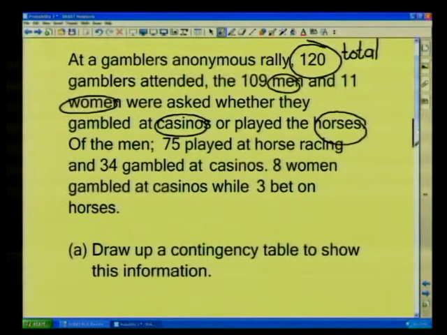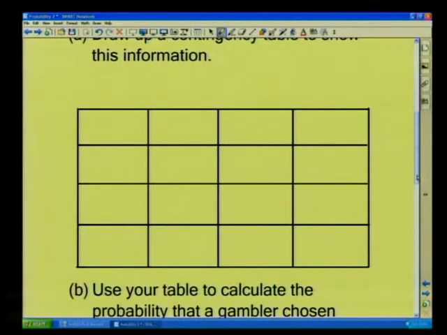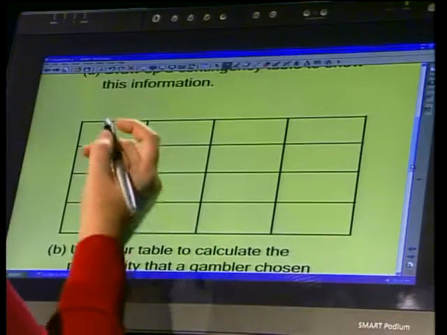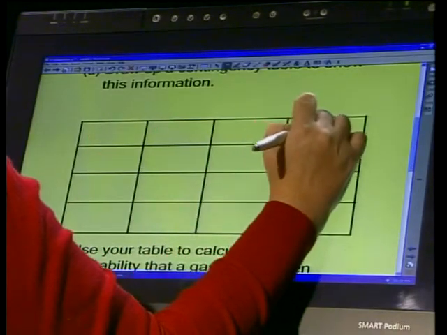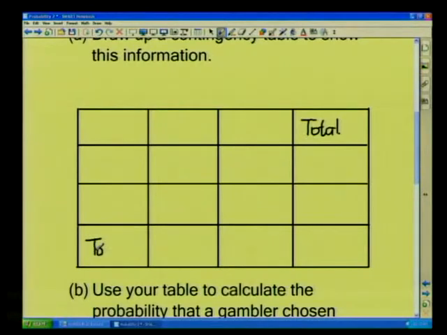When we come to fill in the information on our contingency table, we need to decide how we are going to design all this information into our table. So we need to have totals. So I'm going to have a total here and a total there. And my 2 different variables: it was either going to be men and women, and horses and casinos.